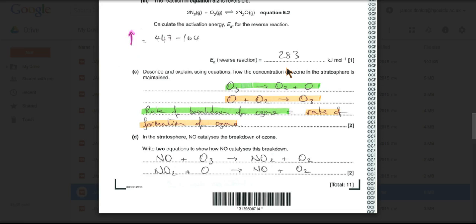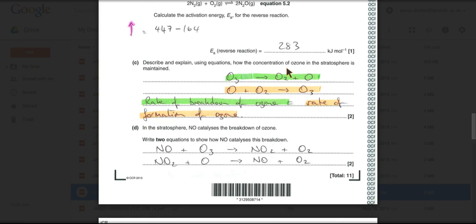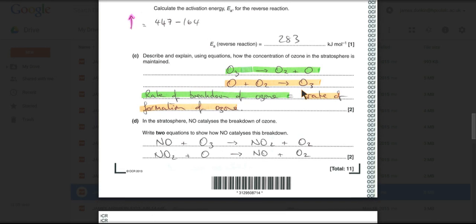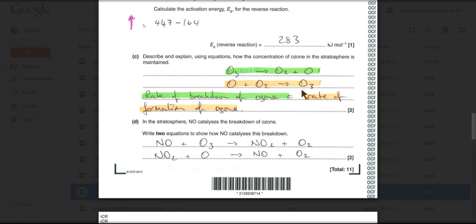And then the final part of the question, describe and explain using equations how the concentration of ozone in the stratosphere is maintained. So this is testing your knowledge of how ozone is formed and broken down. So the broken down one first, O3 is broken down into O2 and O, but then the O and O2 can recombine and form O3. So how is the concentration of ozone maintained in the stratosphere? The rate of the green reaction is equal to the rate of the orange reaction.